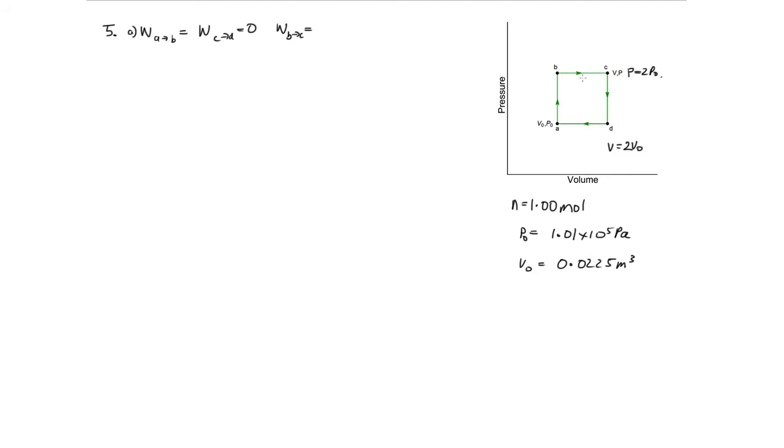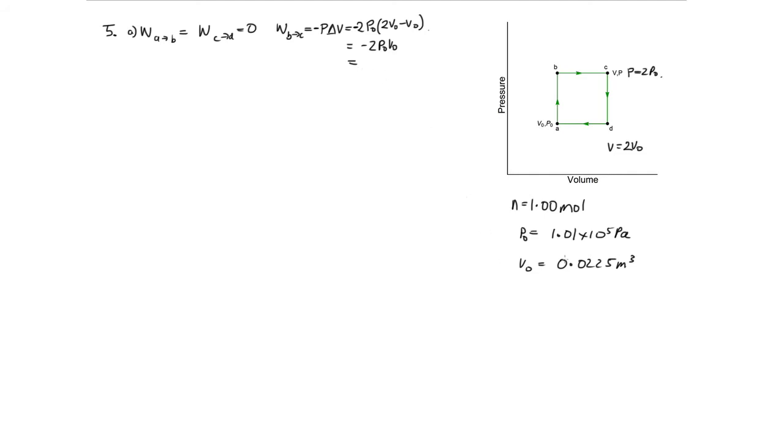So in this case, it's an expansion, so the work done on the gas is going to be negative, and it's just equal to the area under this rectangle here. So the work done is equal to minus the pressure times the change in volume. The pressure is 2P0. The final volume is 2V naught, so that's 2V naught minus V naught. And so this is going to be equal to minus 2P naught V naught.